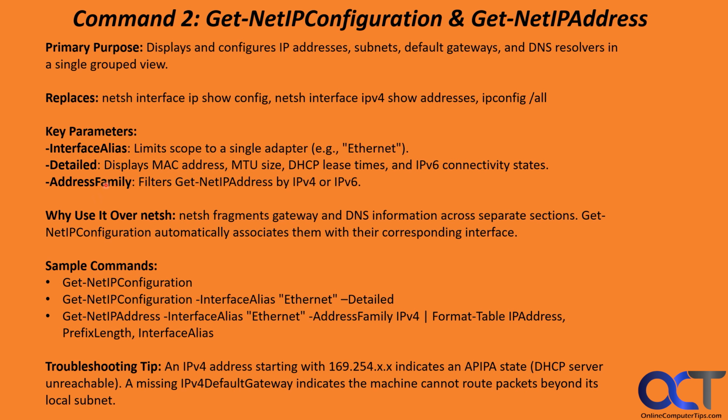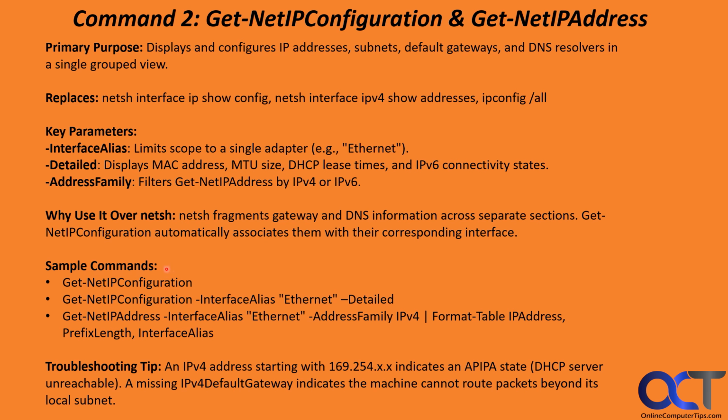And then we have address family. So this filters by IPv4 or IPv6. So let's say you don't care about IPv6, you could just have it show the IPv4 information. All right, so why would you use this over network shell? So the network shell fragments gateway and DNS information across separate sections, while this command here associates them with their corresponding interface, making it much easier to read the results.